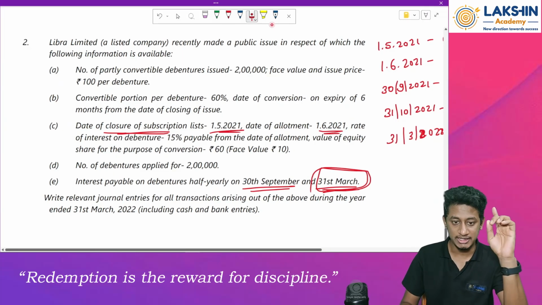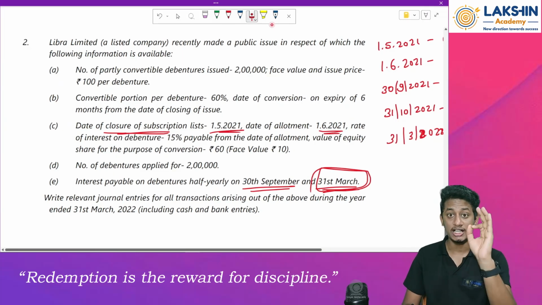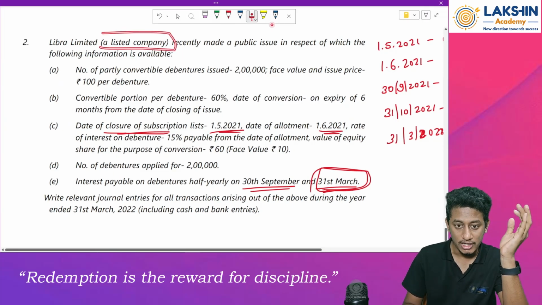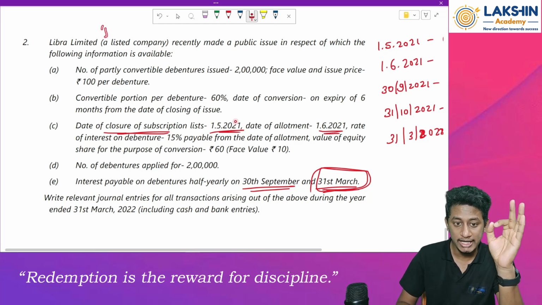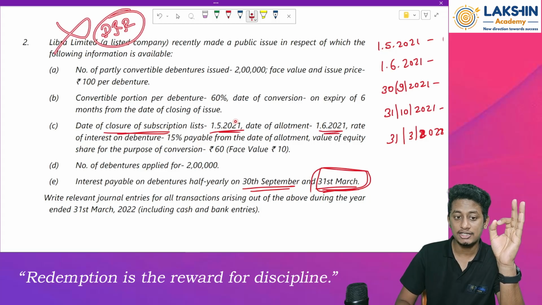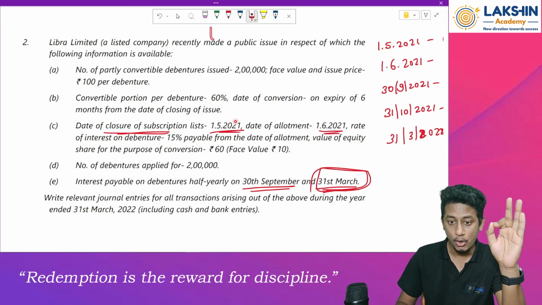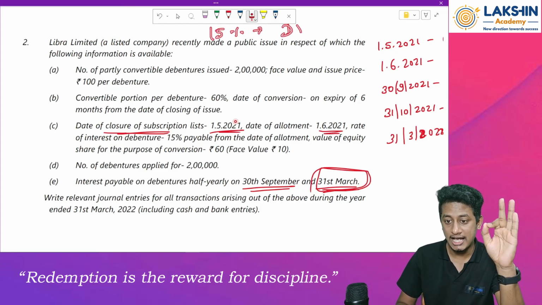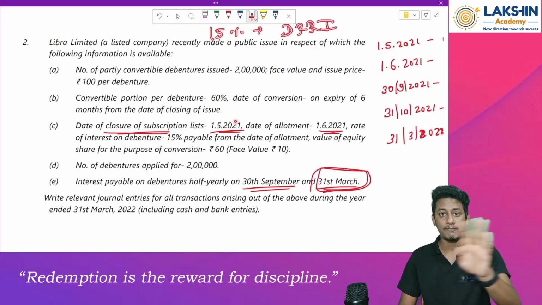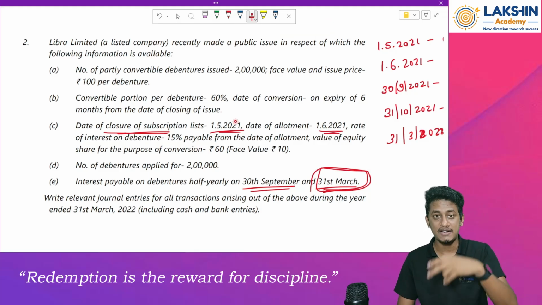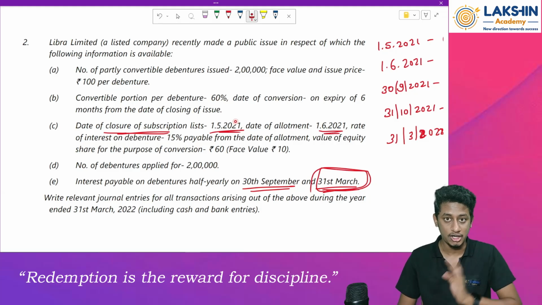So one more thing you remember. I have told you that for all the questions it was an unlisted company, right? So for a listed company, there is no requirement to create DRR. DRR is not required to be created. Only 15% DRR investment is enough. DRR account is not required to be transferred from the P&L to DRR. Again, after the redemption, DRR to P&L account not required. It is not required. Clear? Only the DRR investment account is required. That too for 15%. Clear? Okay. Now let's pass the entries.